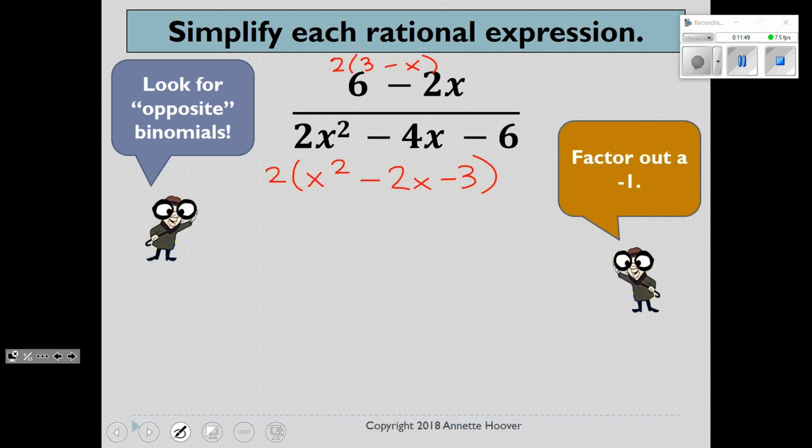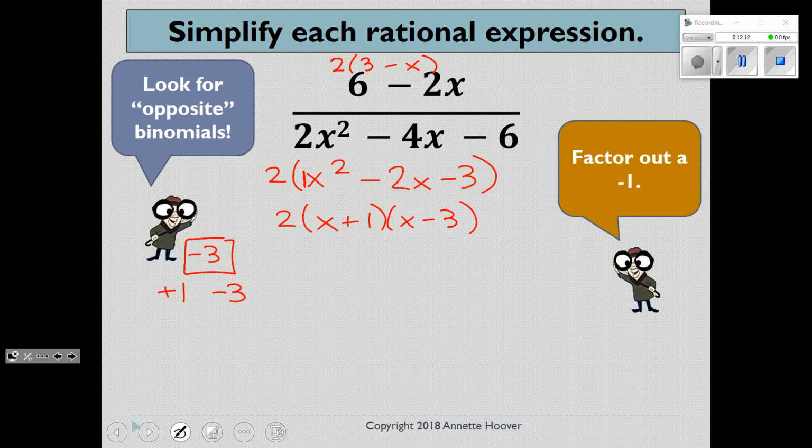Now I have a trinomial with a leading coefficient of 1, so I use my reverse FOIL. So I have negative 3, and I think of factor pairs for negative 3, 1 times 3, and I need them to add together to get a negative 2. So that gives me 2 on the outside, my floater. Then I have x plus 1, x minus 3.